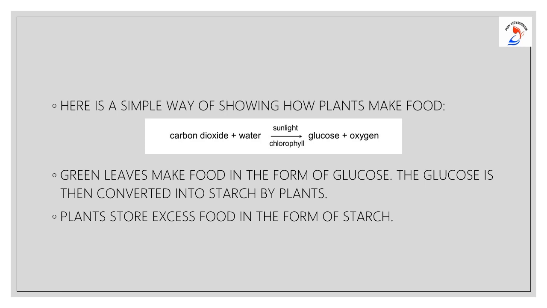Here is a simple way of showing how plants make food. Carbon dioxide plus water, with the help of sunlight and chlorophyll, form glucose plus oxygen. So, green leaves make food in the form of glucose. The glucose is then converted into starch by plants. So, what happens to the oxygen given out, children? The oxygen which the plants give out is inhaled by all living things. Plants store excess food in the form of starch.